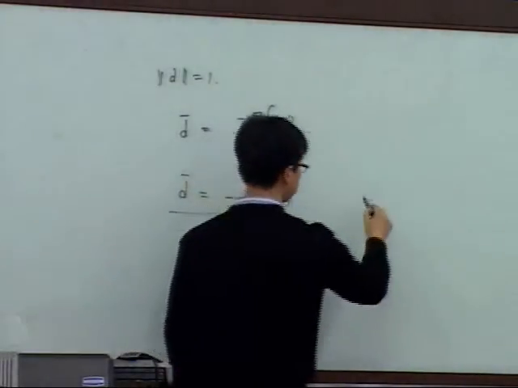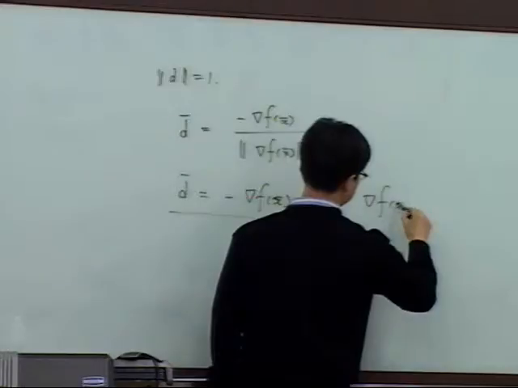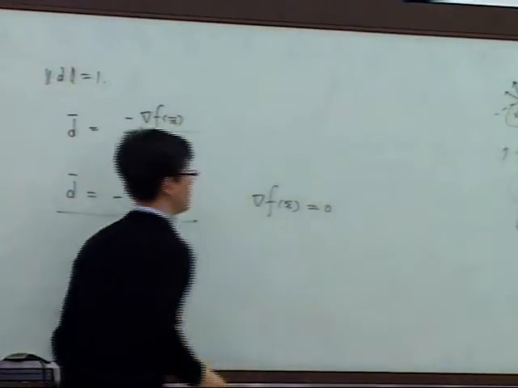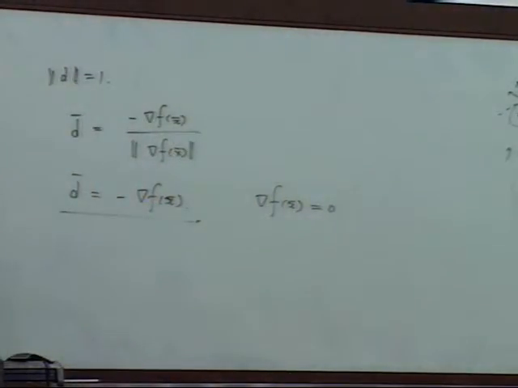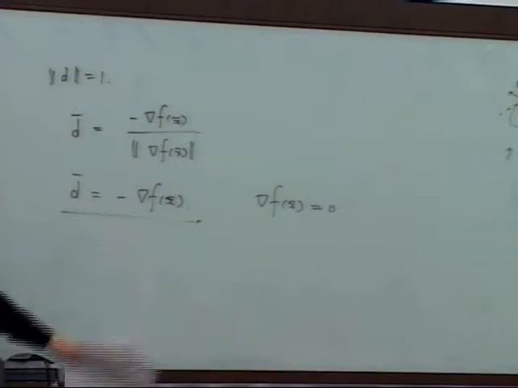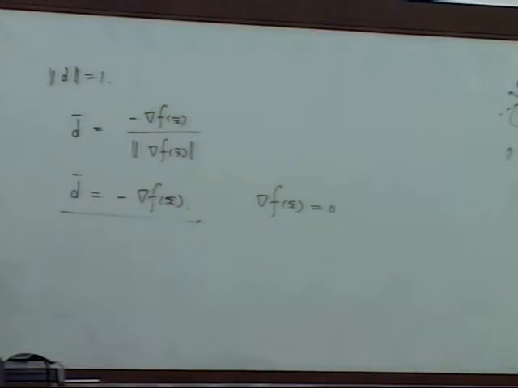Okay, question. What if this gradient at a certain point is 0? Is it possible? Yeah, it is possible. Is there any steepest descent direction? No. Right. If you got that value, you will be at a local minimum. You are already there.